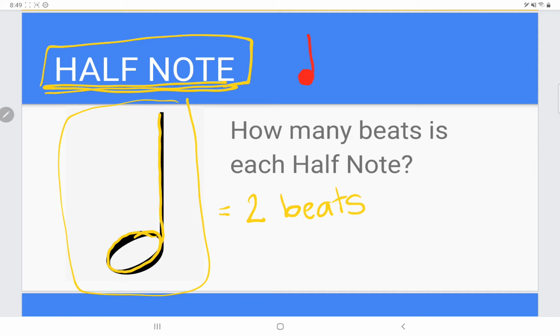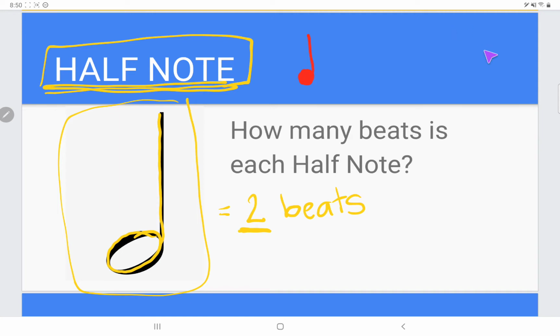It's kind of like a $50. If you guys have ever seen those $50 coins, they're bigger than quarters and they're kind of heavy. It's kind of like a $50 that's worth 2 quarters or 50 cents. A half note is the same because it's worth 2 beats. So in music, our half note is worth 2 beats.